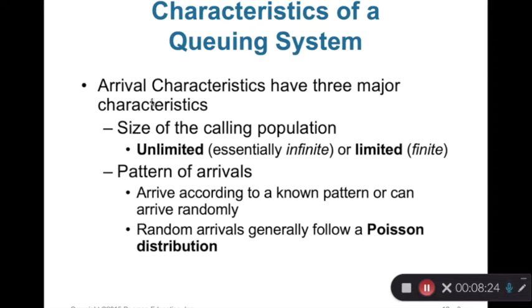For arrivals, we need to know 3 major characteristics: the size of the calling population. This population could be unlimited or limited. Or also you need to understand the pattern of arrivals. Arrivals could be random, or they could be constant, based on the different scenarios. If the arrivals are random, they follow a Poisson distribution. We already reviewed the Poisson distribution in chapter 2. If you don't remember what a Poisson distribution is, I highly suggest that you go back and check it out in chapter 2.